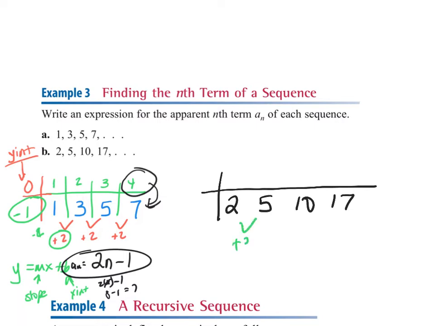I went up 3, right? How did I get from 5 to 10? I added 5. How did I get from 10 to 17? Up 7. I went plus 7. Does this have a specific pattern? No. This does not have a specific pattern. It's just going up by an increment.